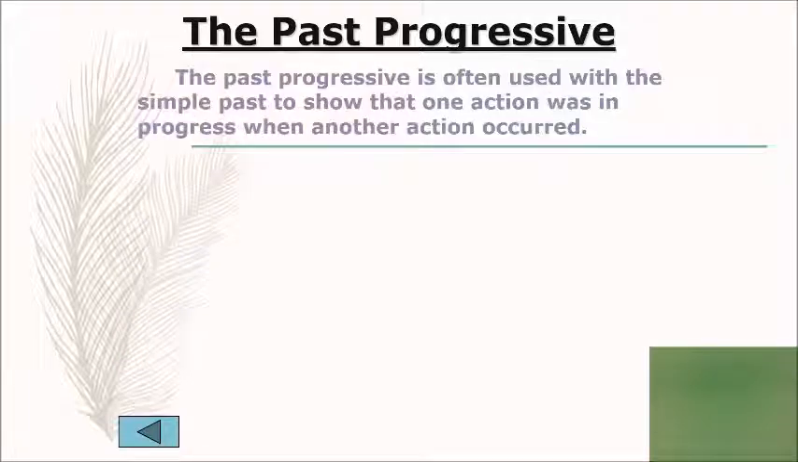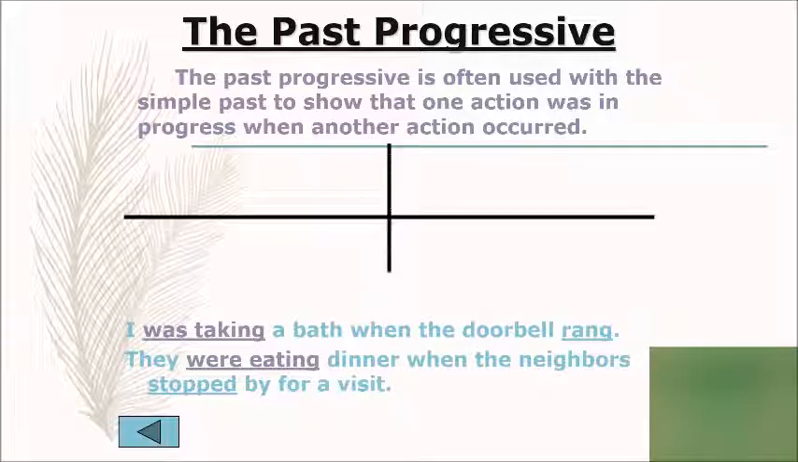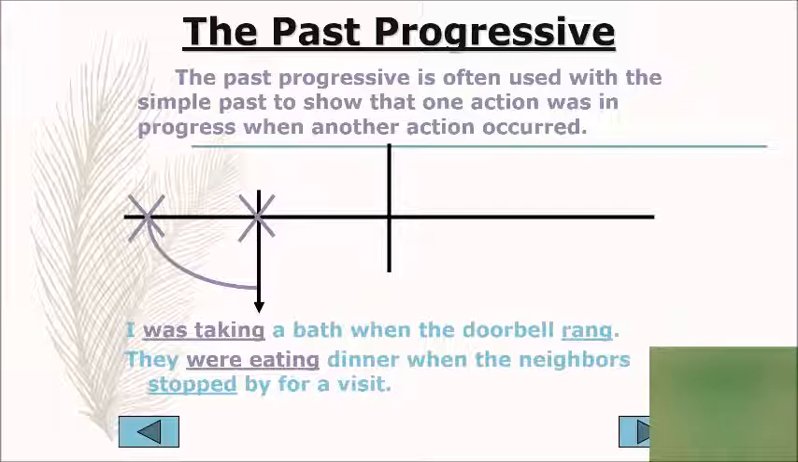We can use also the past progressive to express an action that interrupted another action. Look at this one. For example, I was taking a bath when the doorbell rang. Was taking a bath is the action which was in progress, and the doorbell rang interrupted the action of taking a bath. Let's pay attention to the rule of the past progressive, which is was or were plus verb plus ing. Was goes with I, he, she, and it. Were goes with we, you, they.